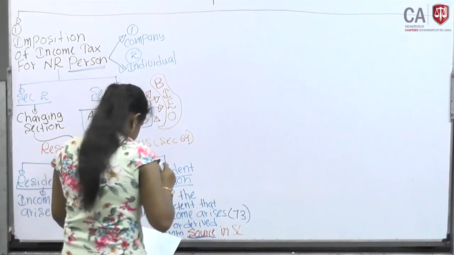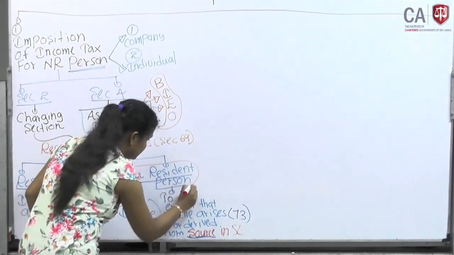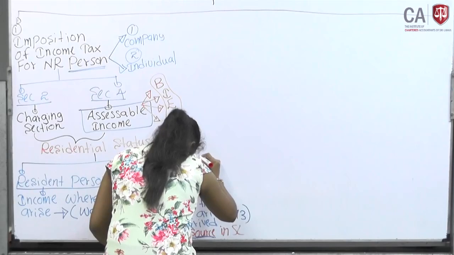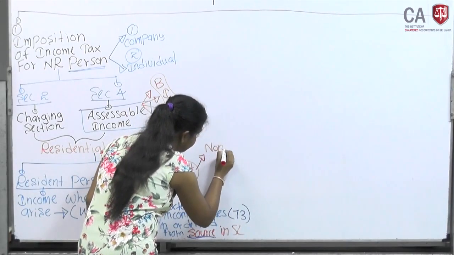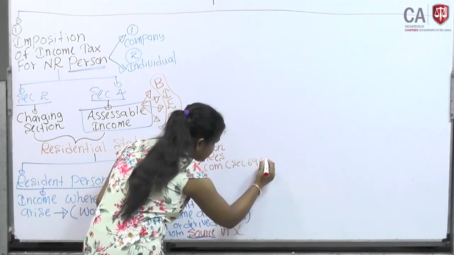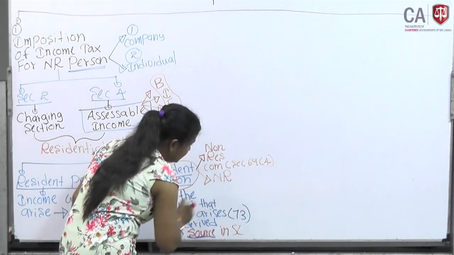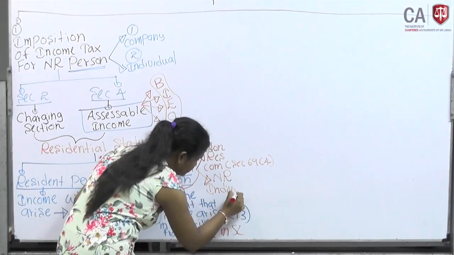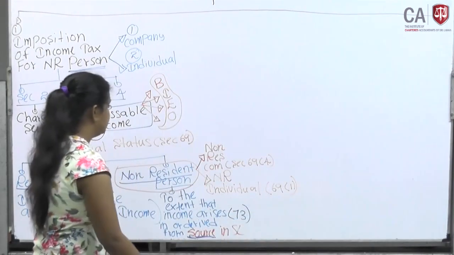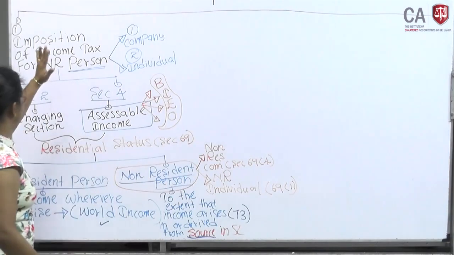Okay, then when it comes to non-resident taxation, non-resident persons, we are talking again about the persons in your syllabus: the non-resident company, which is under section 69 subsection 4, and the non-resident individual, NR individual, which is under section 69 subsection 1.